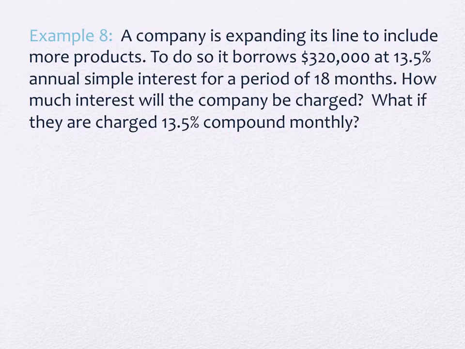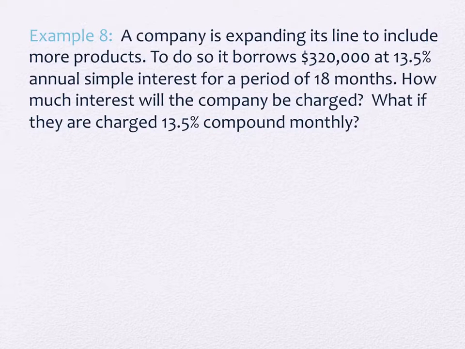A company is expanding its line to include more products. To do so, it borrows $320,000 at 13.5% annual simple interest. Your problems will always tell you what kind of interest it is. Don't overcomplicate this. Please don't. If it says simple, please use a simple interest formula. If it says compounded monthly, compounded something, if the word compounded is in there, use the compound interest formula. Okay? Look for the word. It's there. Simple interest for a period of 18 months. How much interest will the company be charged? What if they are charged 13.5% compounded monthly? So it's a separate question, okay?